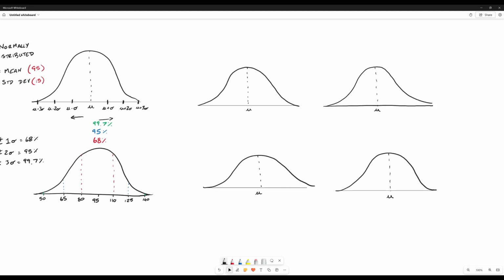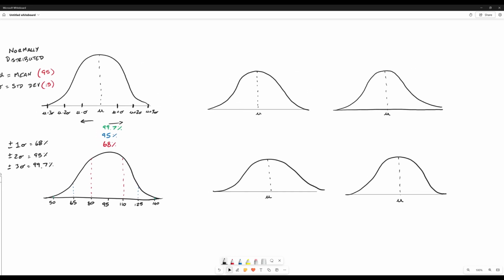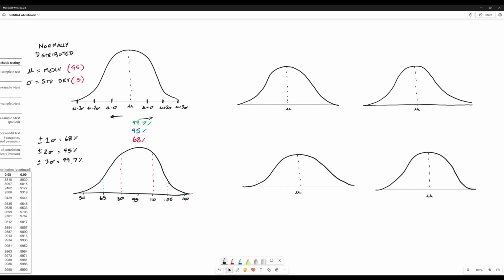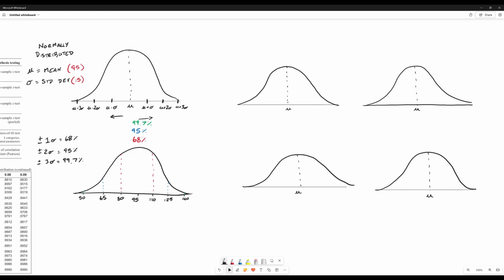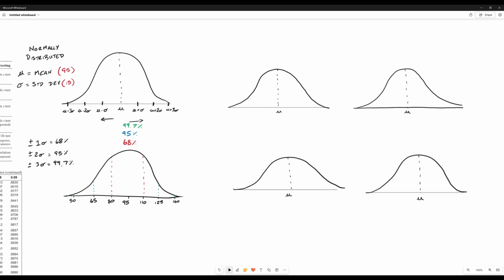So for the Z scores though, you'll notice that these are for very specific cases, if you're 1 standard deviation, 2 standard deviations, or 3 standard deviations away from the middle. In honors, you also have to be able to do any amount of standard deviations in any direction. So it could be 1, or it could be 1.2, or it could be 1.36 standard deviations. So that's what we're going to be looking at with the Z scores here.